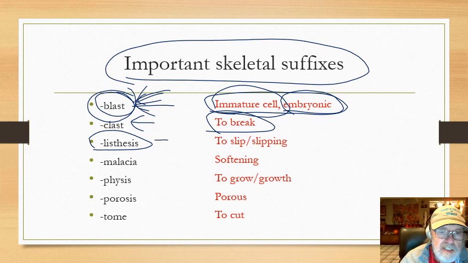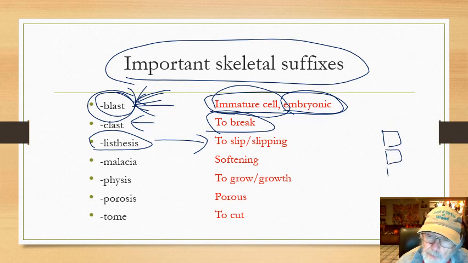Listhesis means slipping, or to slip. Sometimes what happens is if I have the vertebrae, they're lined up one on top of the other. There are little joints, these little archways that we talked about a little bit before, and the discs connect here. Sometimes if these archways don't connect very well, one vertebrae may actually slip and move forward. So maybe the next one down here has moved forward.